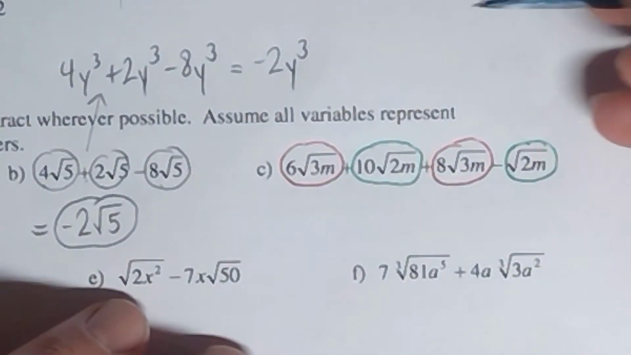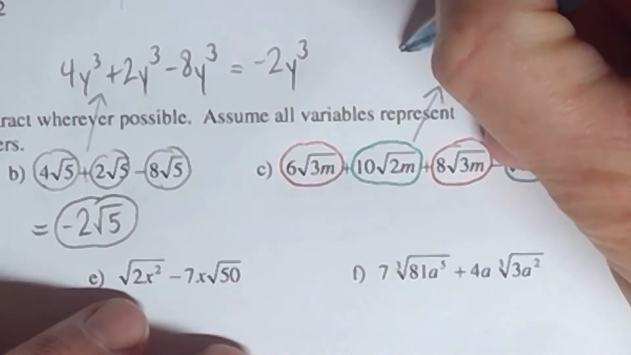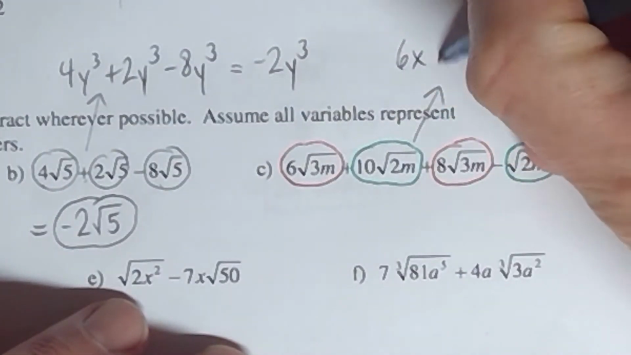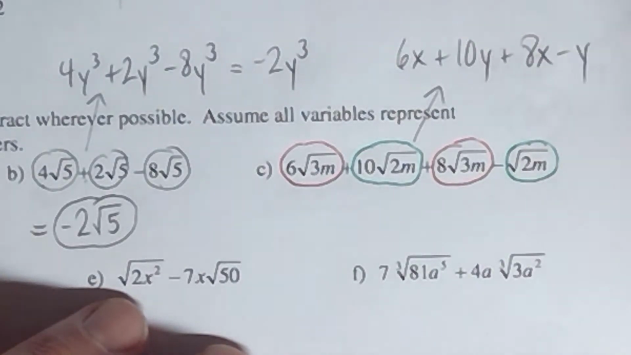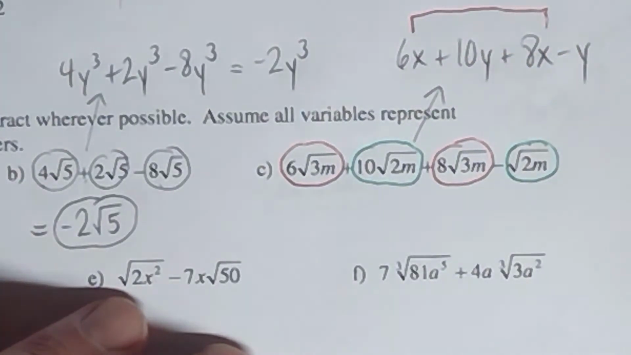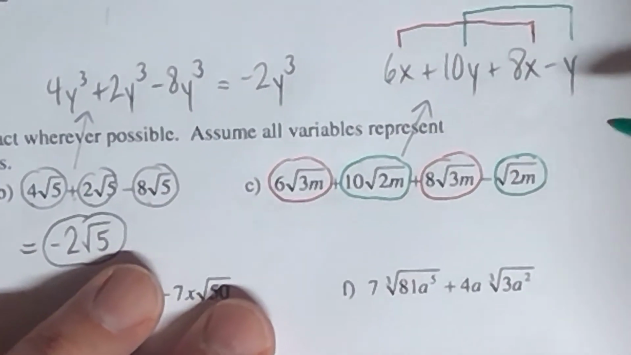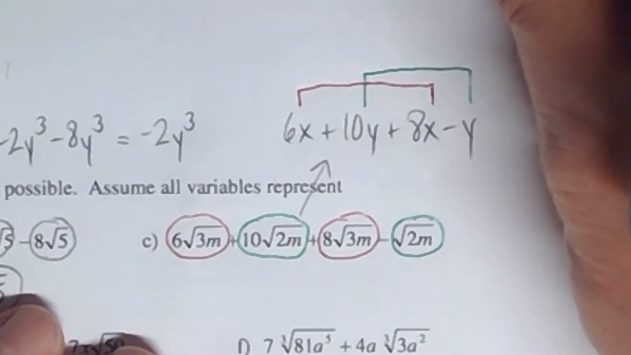So this is similar to if you had, for example, let's say you had 6x plus 10y plus 8x minus y. You see how the first and the third are like terms right there? But the second and the fourth one are like terms also. It's just that they're not the same as the first and the third one. We were able to do that back in the first day of class.